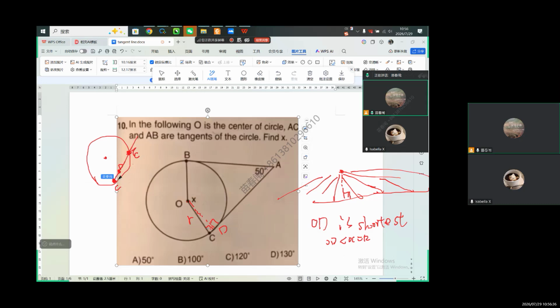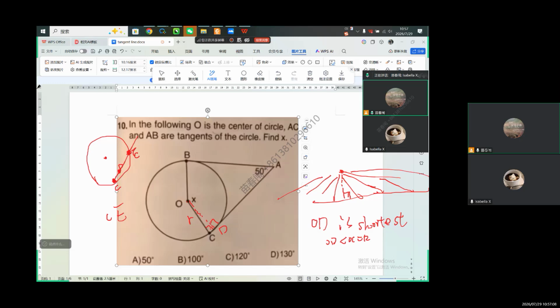But this is impossible. Why? Because your CD is also my tangent line, right? C is on the tangent line, D is also on the tangent line, so CD is the tangent line itself. But it's supposed to have one and only one point of intersection. Now you have two, C and E. So our assumption that you can draw the shortest distance, or perpendicular distance, like this is a wrong assumption.